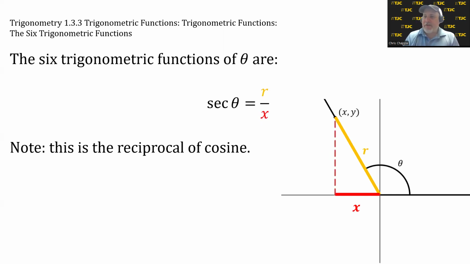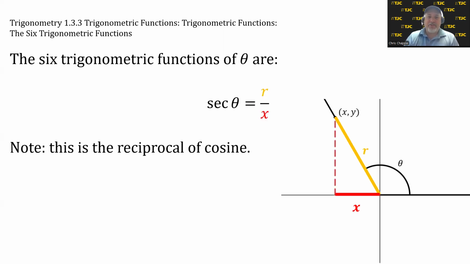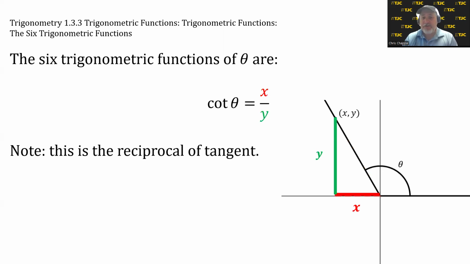Secant of theta is defined to be r over x. And again, you may notice that this is the reciprocal of cosine. Secant is r over x. Cosine is x over r. They are reciprocals. And then the 6th and final one, cotangent of theta, is defined to be x over y.